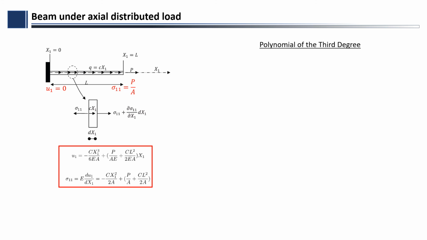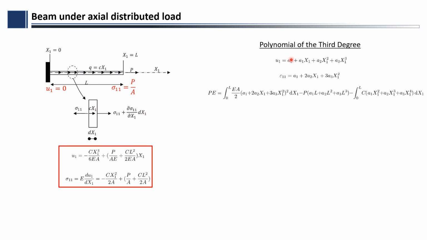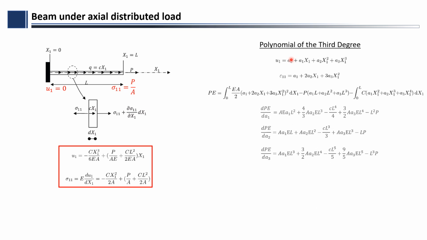For the third degree of polynomial functions, I'm going to leave it to you guys for practice. Basically, it follows the same steps. We assume a polynomial function, and then we write the potential energy of the system. Then we find the first derivative of potential energy with respect to unknown parameters, and then we solve for these parameters. Then we can find u1 and sigma 1,1. Interestingly, we can find when we use the third degree of polynomial functions, the approximate solution is exactly the exact solution.